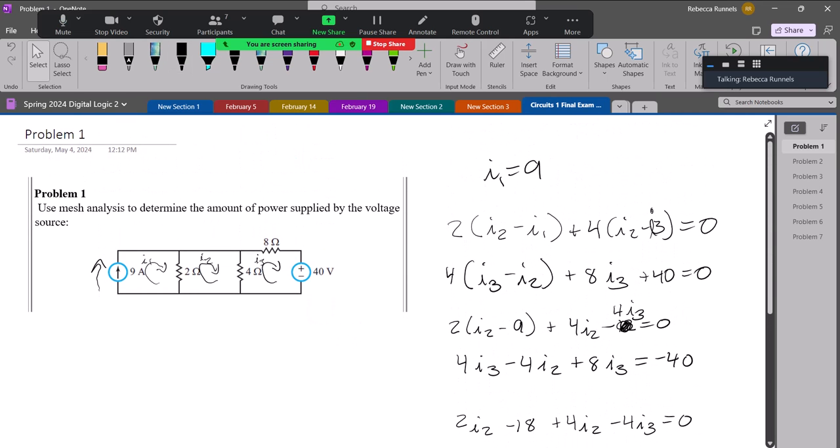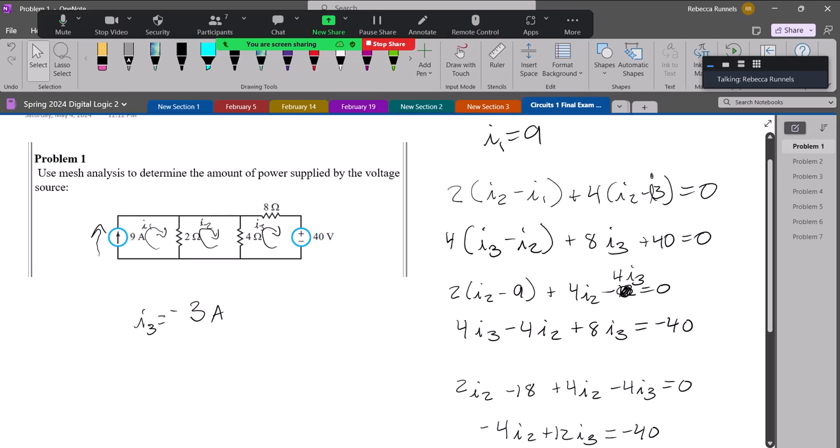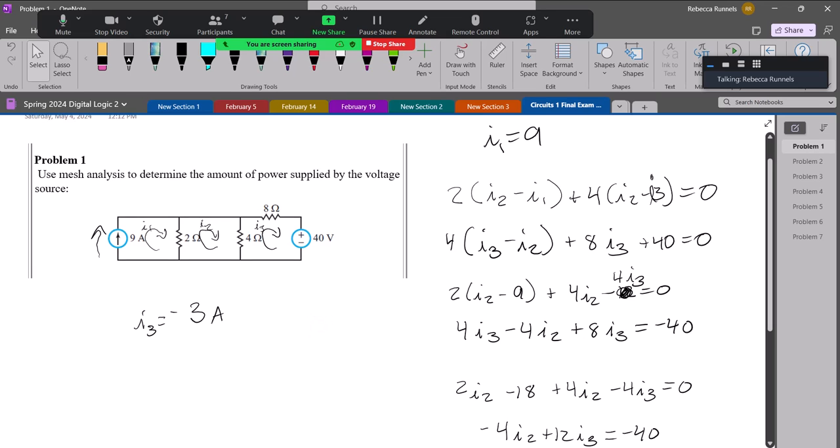I'll come back and show that again in a minute. I3 equals negative 3 amps. I just wanted to see what the problem was asking.